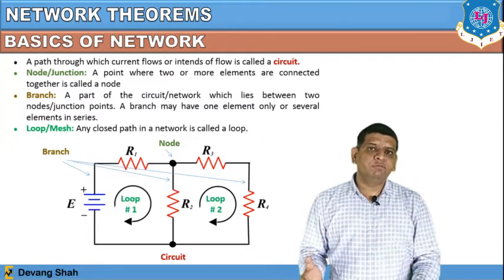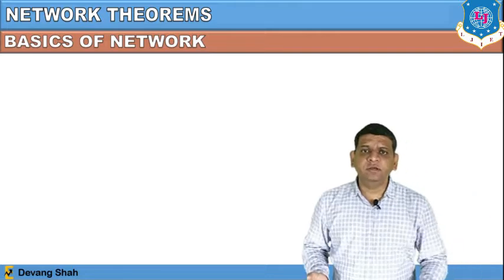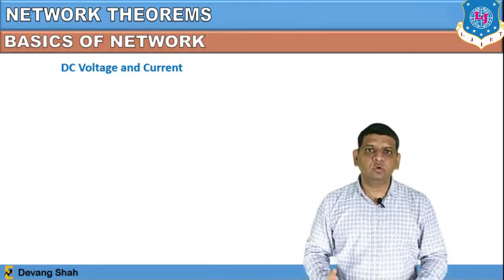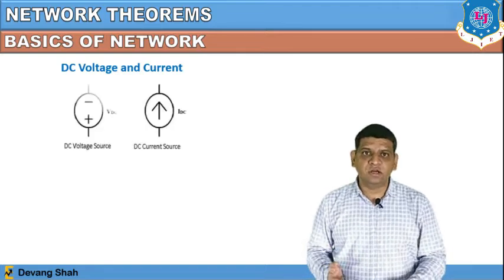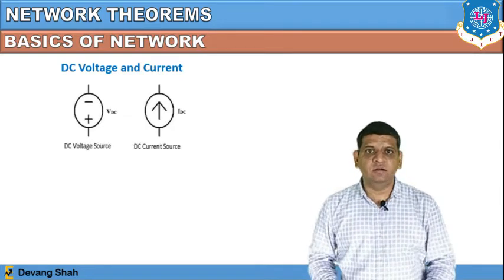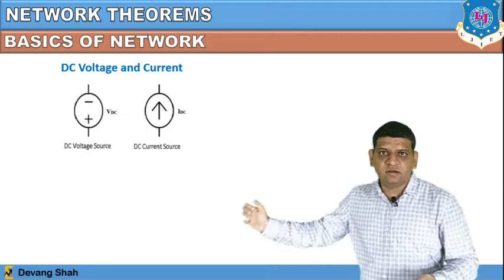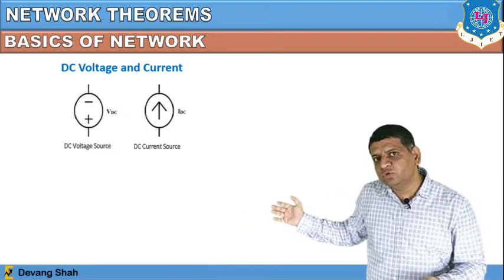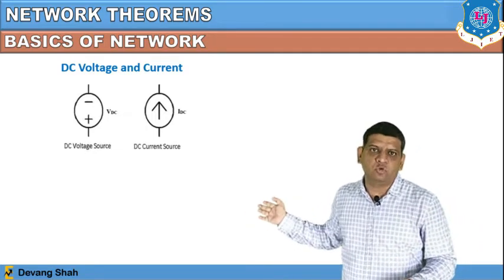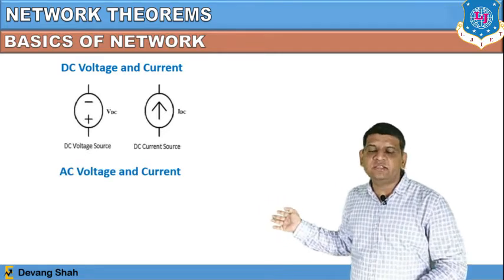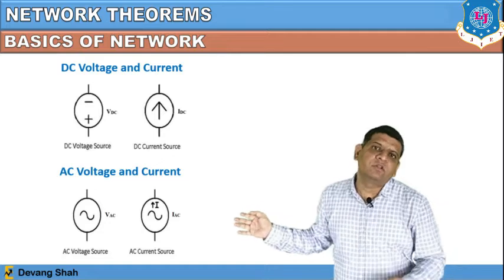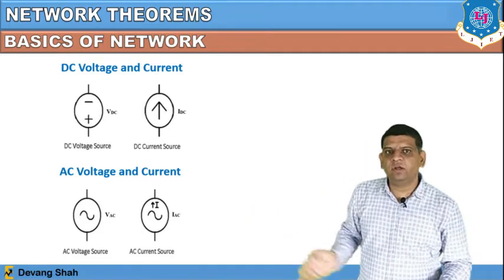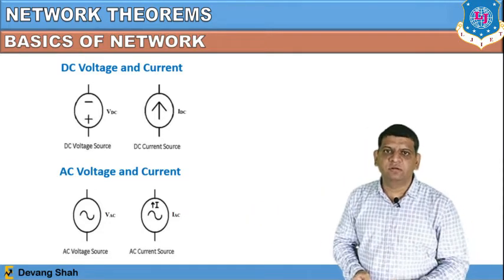Now, what kind of different sources can you connect with the circuit? Let's say some DC voltage sources and current sources. You can see here the symbols of the DC voltage source and DC current source. In the same way, you have an AC voltage source and an AC current source, and you can see their symbols here.